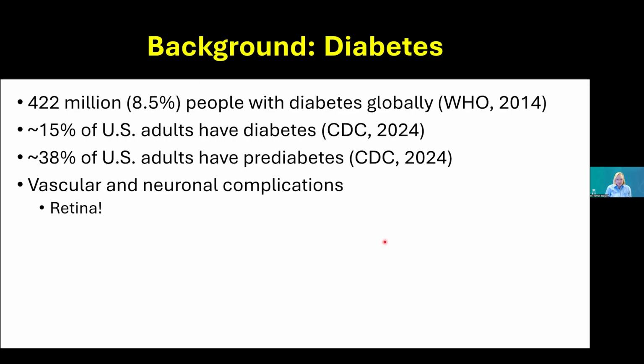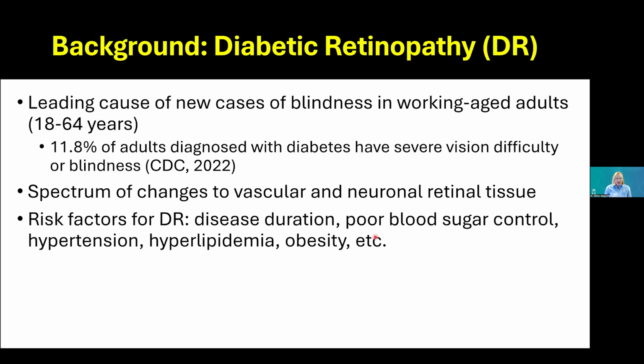Of course, we can't do any presentation on diabetes without emphasizing just how big of a problem this is in our healthcare system. This is an issue globally and in the United States, but we're now up to about 15% of the US adult population that has diabetes, and another 38% of US adults have prediabetes. So this is over 50% of our population that has some sort of metabolic dysfunction. And of course, with diabetes, we have both vascular and neuronal complications, so the retina is really important here. Diabetic retinopathy is a leading cause of new cases of blindness in working age adults. About 12% of adults with diabetes end up having severe vision difficulty or blindness.